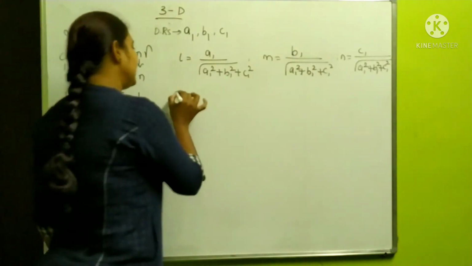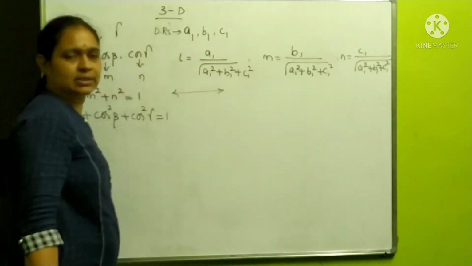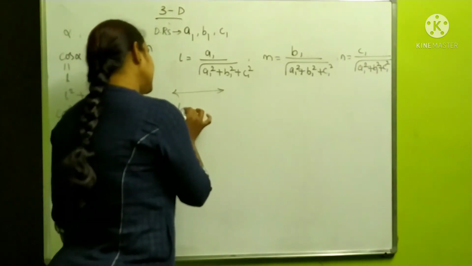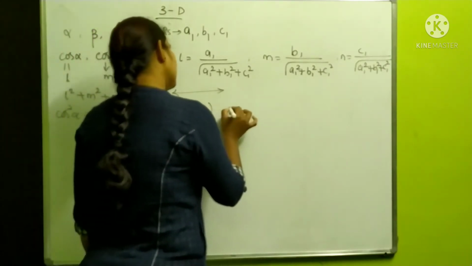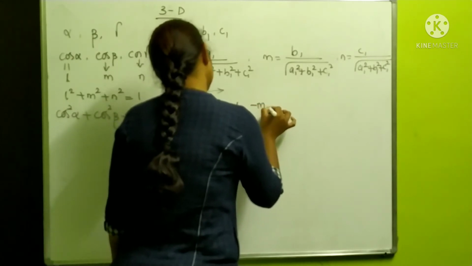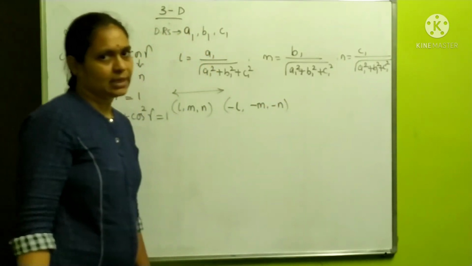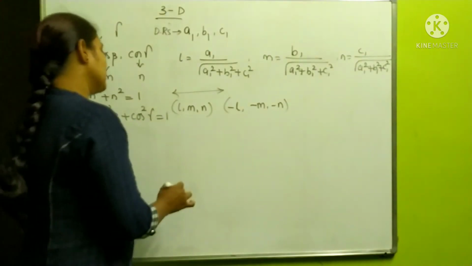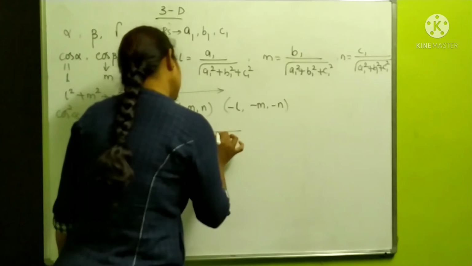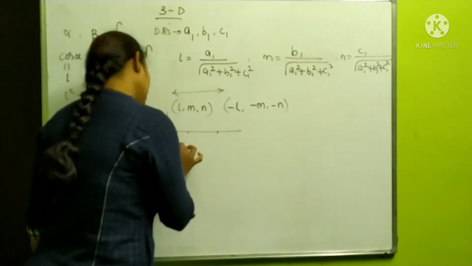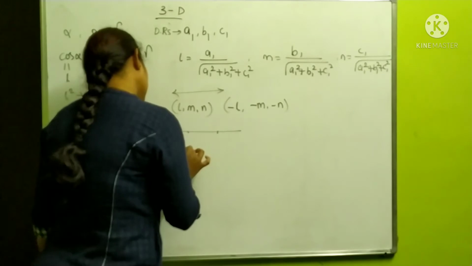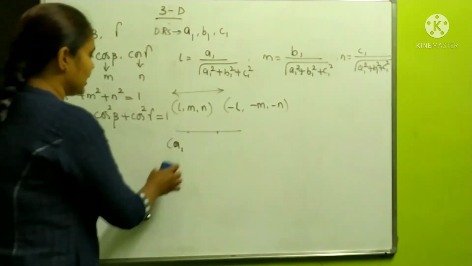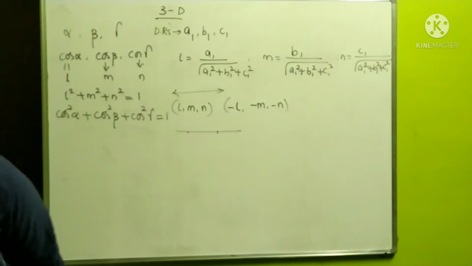See, in 3D a line will have two directions, therefore it will have two sets of direction cosines. One set is L, M, N, and another set is minus L, minus M, minus N. Plus or minus you can choose. Okay, suppose a line is passing through two points, x1, y1, z1.